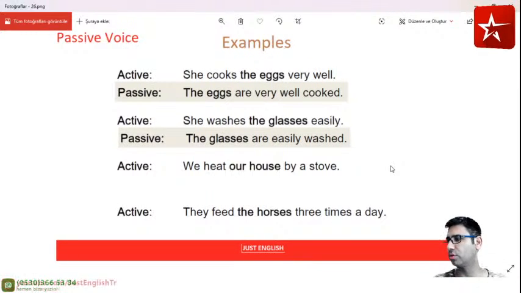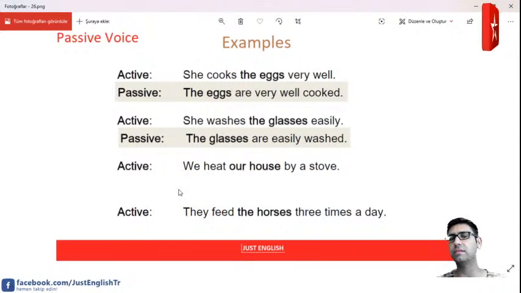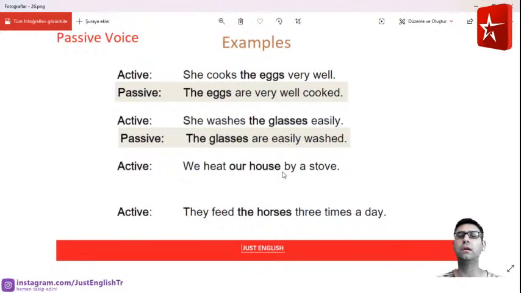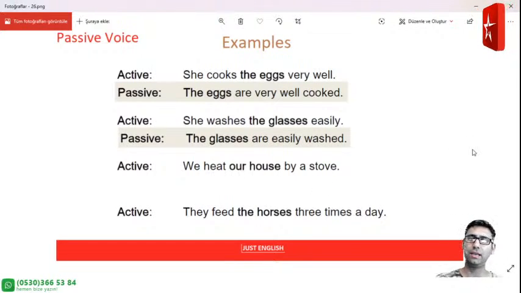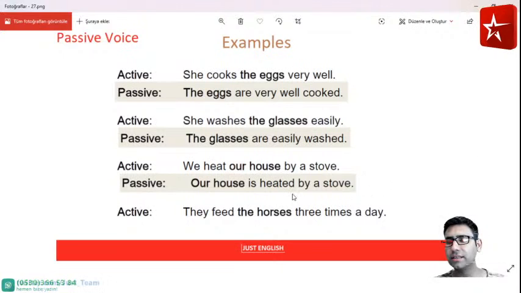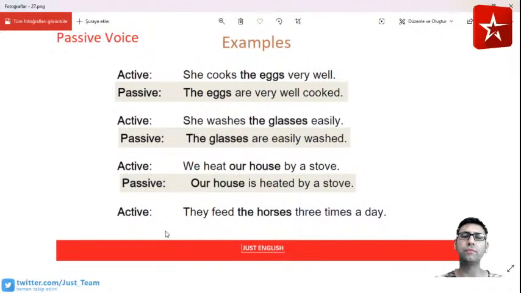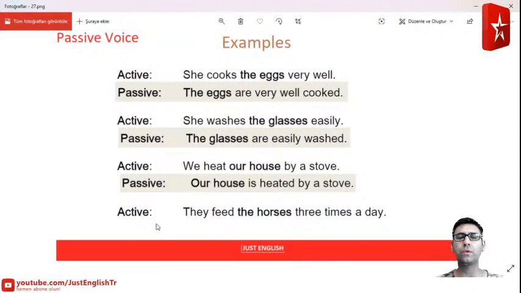Evi sobayla mı ısıtıyorlarmış? So, the subject here in the second sentence would be our house, right? Our house, it's singular, so I'm going to use is. Our house is heated by a stove.